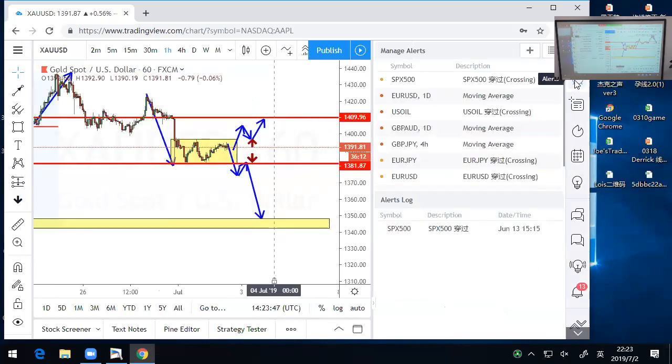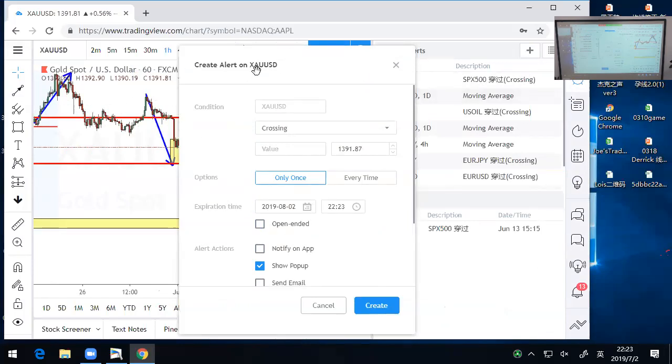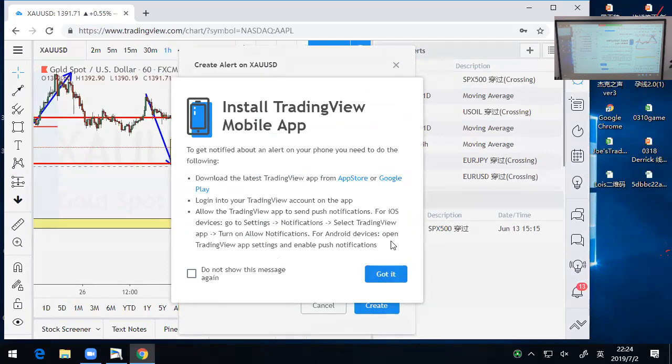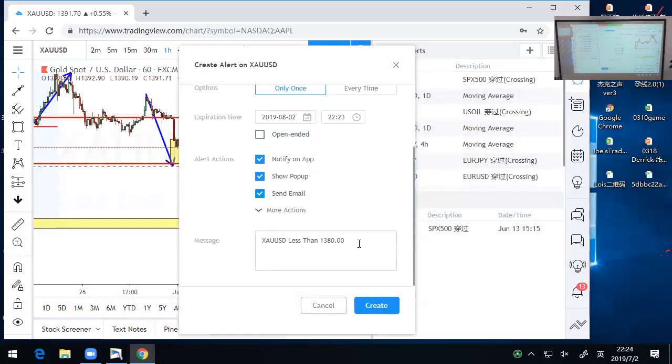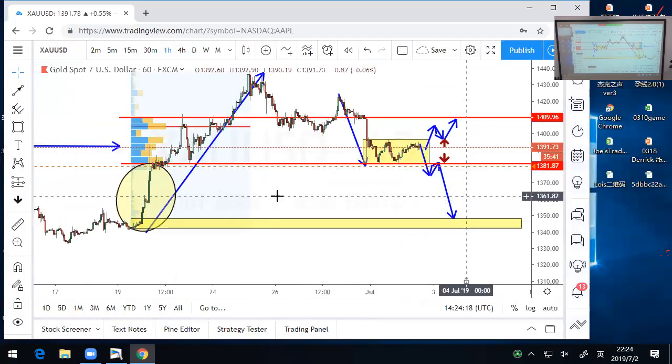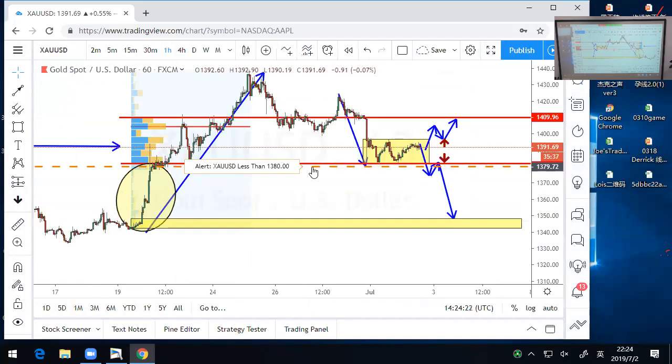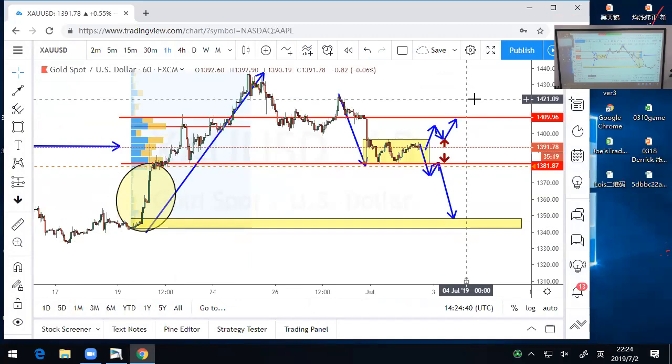You go to set alert, and we're going to set alerts on XAUUSD, when crossing or less than. So if the gold is less than 1380, only once, show pop-up or notify on app or send email, whatever you want to do, you can just create this alarm. So you can now see in this line, we set an alert that if the gold is less than 1380, send me an alert, tell me that the gold has broken out. And then you go back to the chart and find a pullback to sell the breakout.